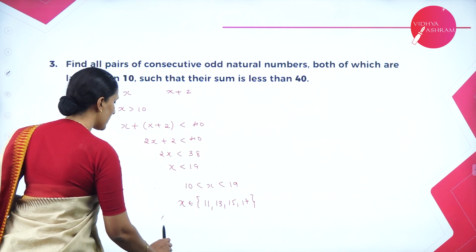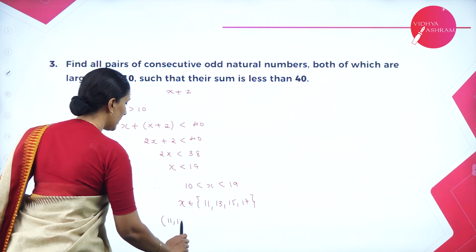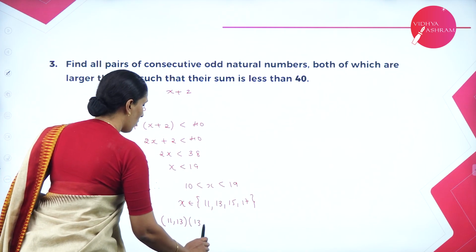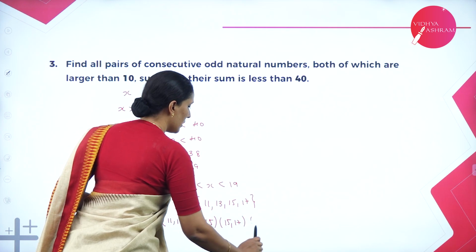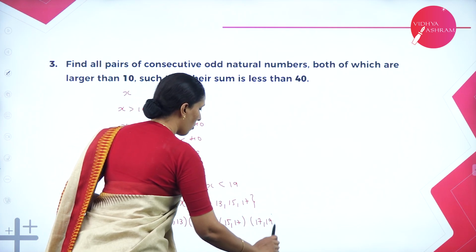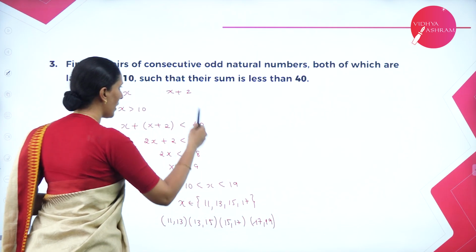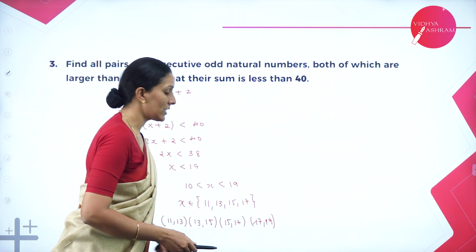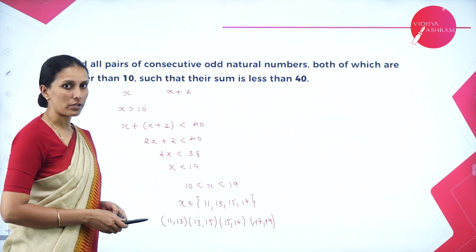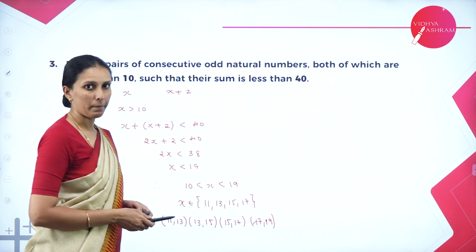So what are the ordered pairs we can make? 11, 13; 13, 15; 15, 17; 17, 19. We can also take 19 because their sum cannot exceed 40. So therefore, 17 plus 19 is obviously less than 40. So these are the possible ordered pairs.